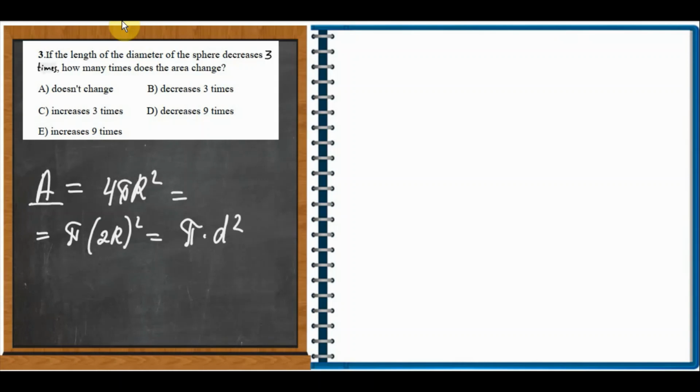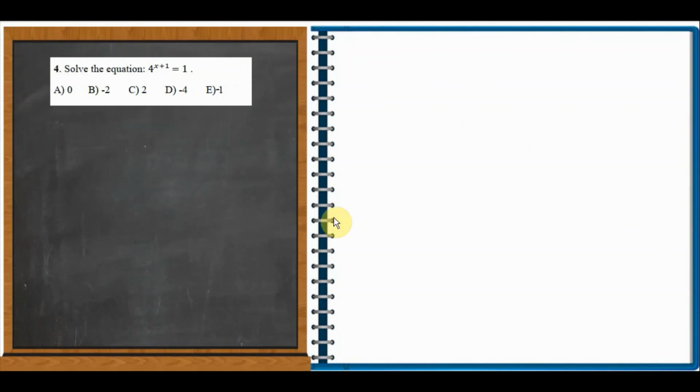Now, as you see, area of the sphere is directly proportional with the square of the diameter. If the diameter decreases by 3 times, so it means that the area will decrease 3 square times, which is decreasing 9 times. So the correct answer is D, decreases 9 times.